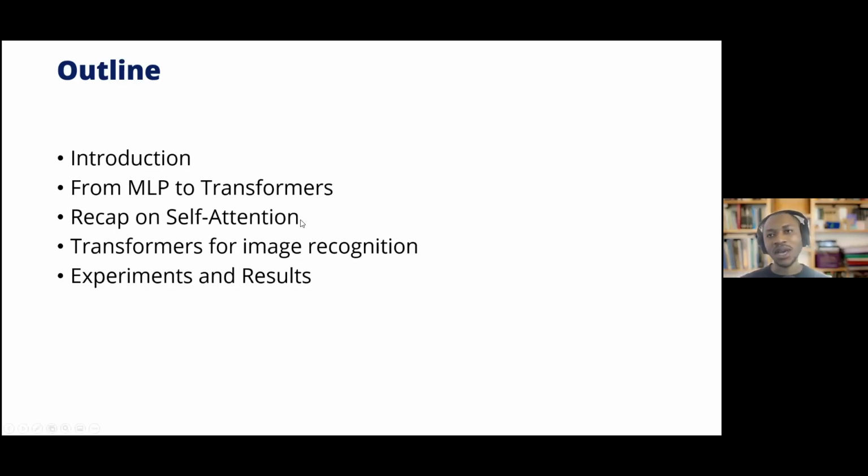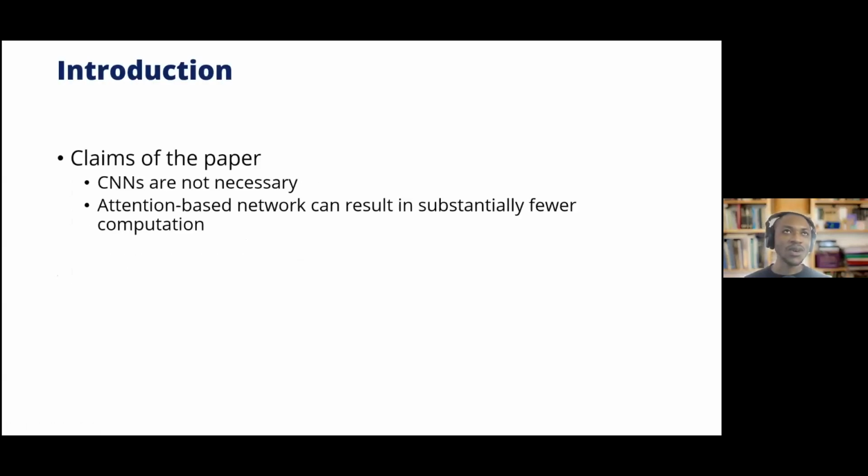Then we'll go into what makes up the paper, and then I'm going to talk about some experiments and results from the paper. So first, what are the claims of this paper? What are the things that they want to achieve? First, they want to say that CNNs may not be necessary, or at least are not necessary for this kind of task, such as image recognition, or the specific task in this paper, image classification. And through their results, they show that attention-based networks can result in substantially fewer computations. In other words, if we do away with CNNs, we can also gain computationally using transformers.